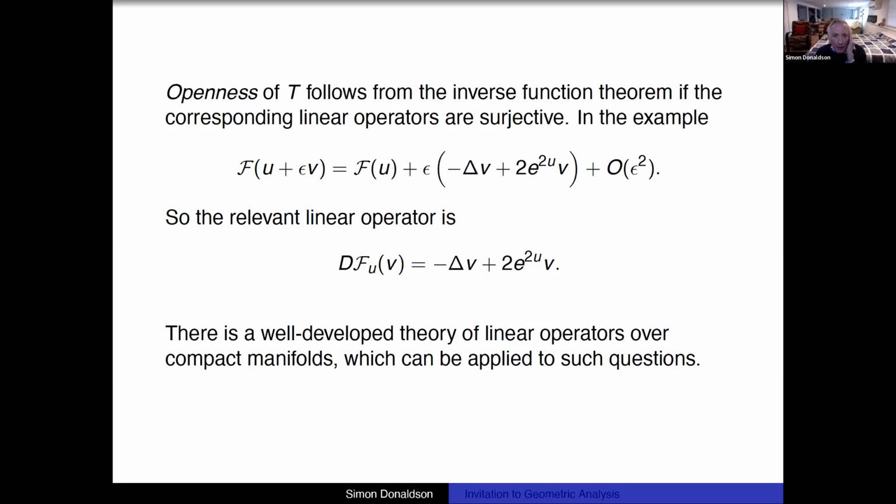There is a very well-developed theory of linear operators over compact manifolds. So in practice, one can very often show that in these kinds of problems, these linear operators are surjective and therefore deduce the openness. For example, in this case, the fact that this term is positive implies by some straightforward theory that this linear operator is invertible.